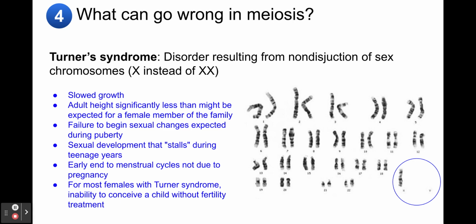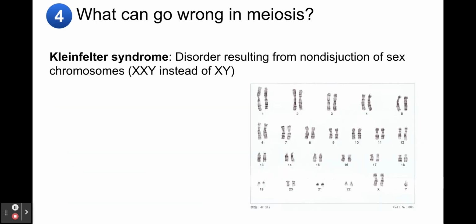And our final disorder of non-disjunction is called Klinefelter syndrome. This is a disorder resulting from non-disjunction of sex chromosomes. Again, an individual with Klinefelter's ends up with XXY instead of XY for their sex chromosomes. So looking at their karyotype, again, we have a difference from the normal pattern. We see two X chromosomes and we also see a Y chromosome.